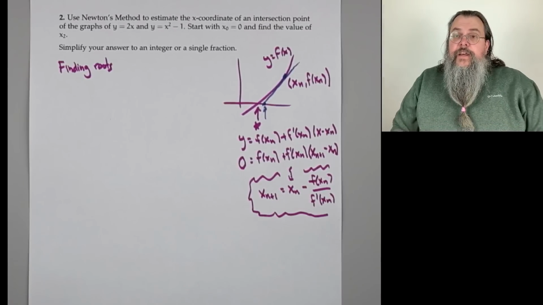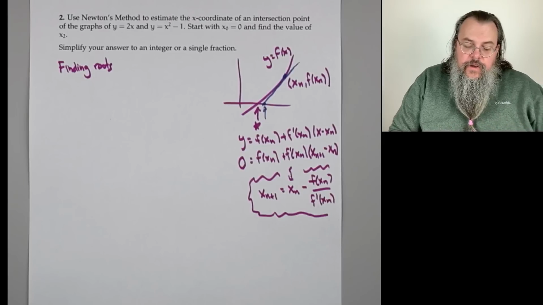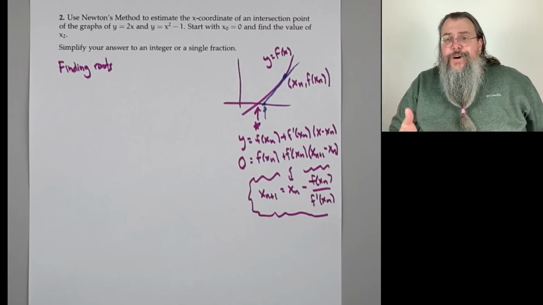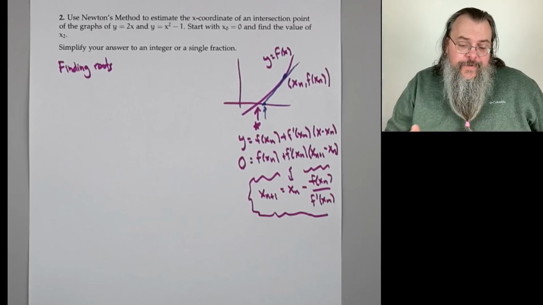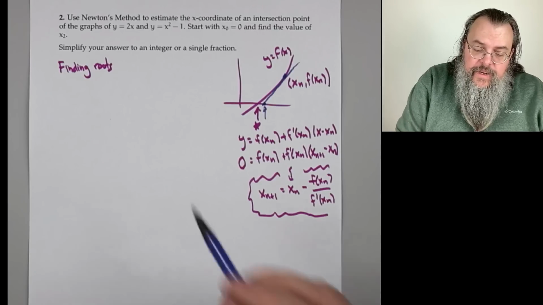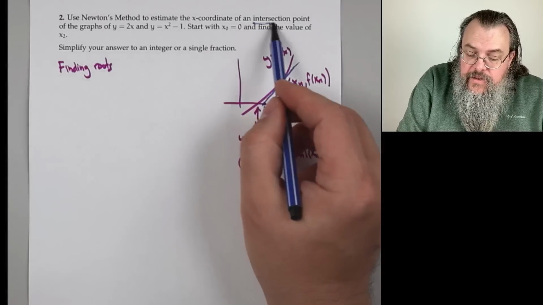Okay, so this is the rule. All right, great. Now, at this point you say, okay, Steve, that's all well and good if you're finding roots, but notice it doesn't say roots, it says intersection.